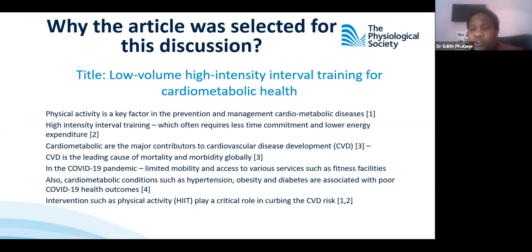And also, cardiovascular disease alone right now is one of the leading causes of mortality and morbidity globally, and in the context of COVID-19, it is associated with poor health outcomes. So what better way to discuss physical activity, especially high intensity interval training, in terms of management of cardiometabolic health?